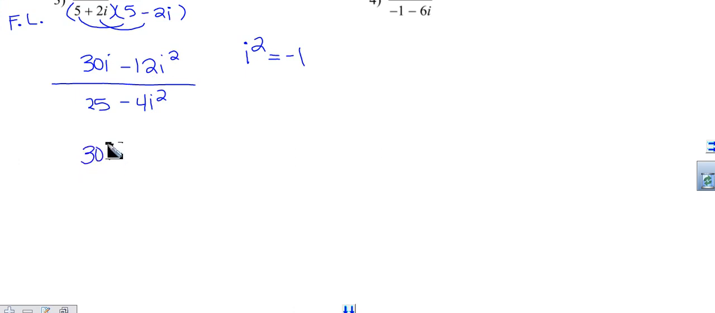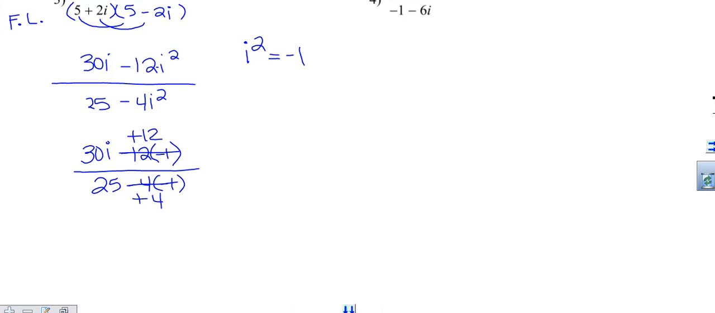If I rewrite things, make sure that you use parentheses around your negative 1, because you can see here that negative 12 was multiplied times i squared. So negative 12 will need to multiply times negative 1. Now, when I multiply negative 12 times negative 1, I get positive 12. Same thing down here. When I multiply negative 4 times negative 1, I get positive 4.